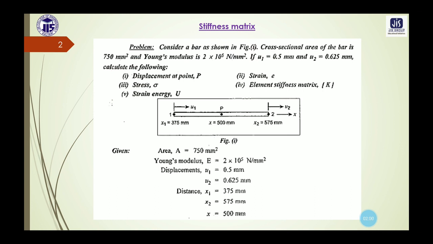Then we need to consider the strain, which is small e, and number 3 we need to calculate the stress, which is sigma. Then number 4 we need to calculate the element stiffness matrix, which is the K matrix, and lastly we need to calculate the strain energy, which is capital U. So all these 5 different things we need to calculate for the given bar section.